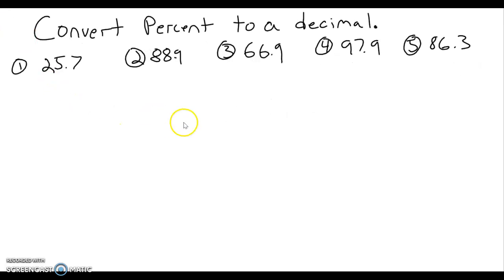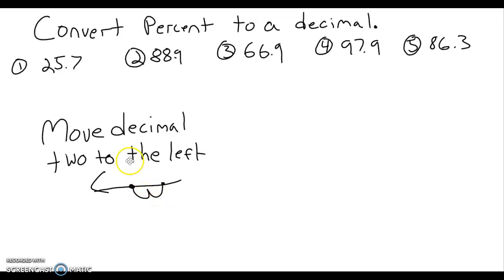Alright, so here, this is very basic, very simple, but I still want to go over it to make sure people understand. We want to convert percent to a decimal. In order to convert a percent to a decimal, you want to move the decimal 2 spaces to the left. So here at this 25.7, I moved it 2 places to the left and then put 0 as a placeholder.